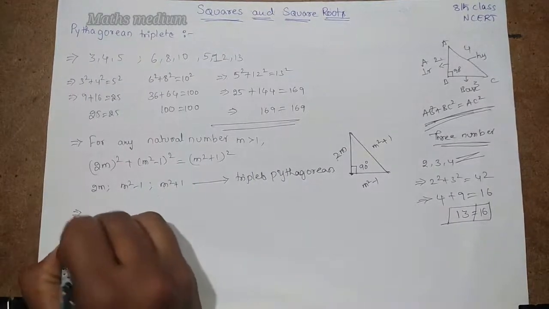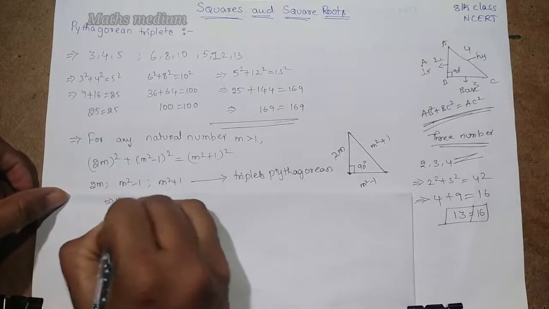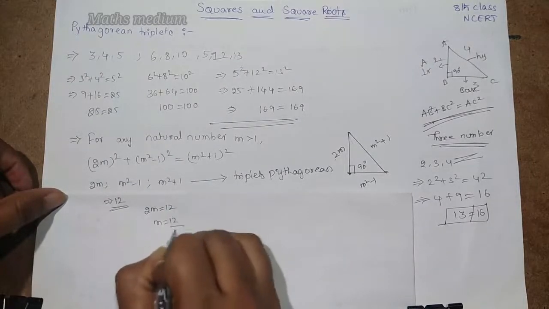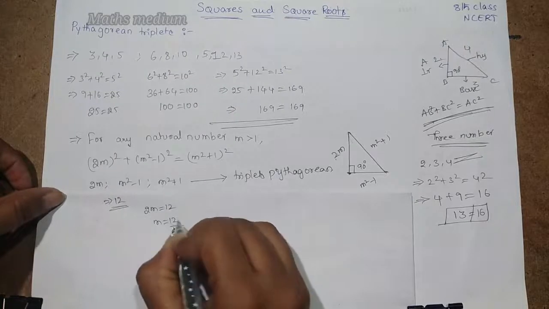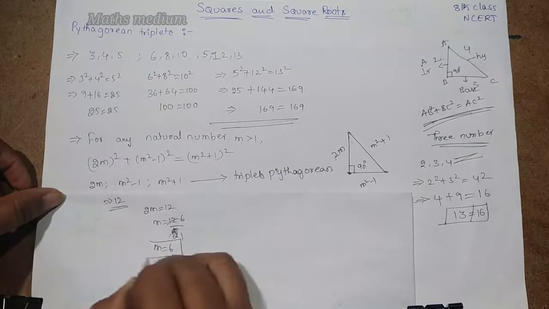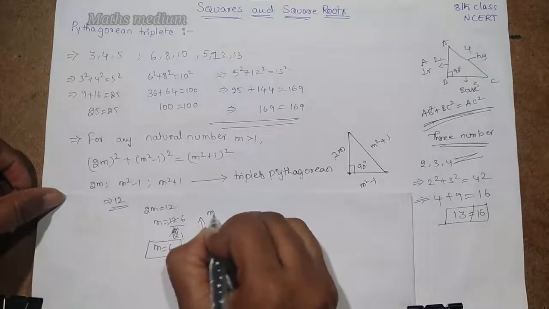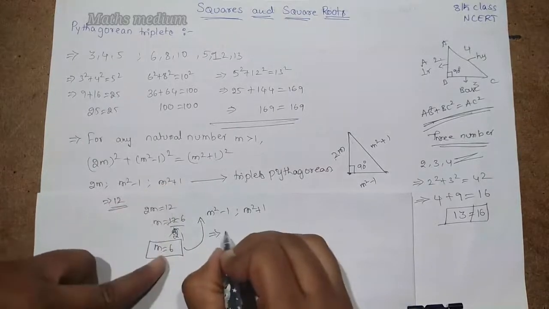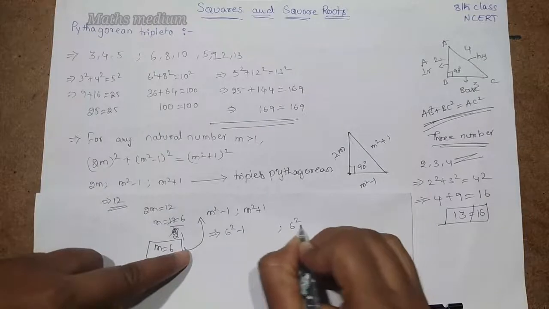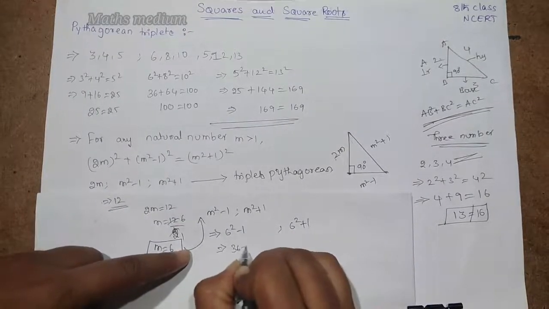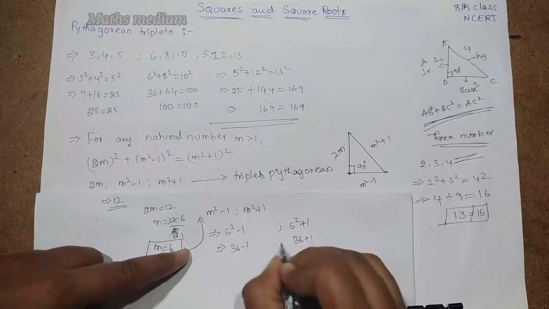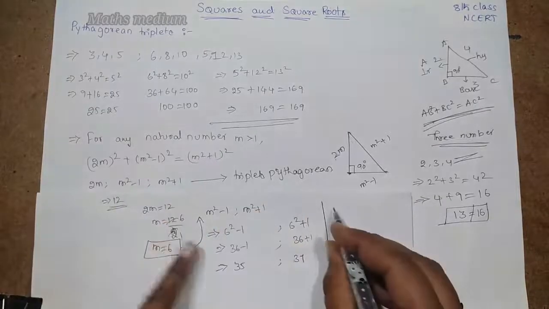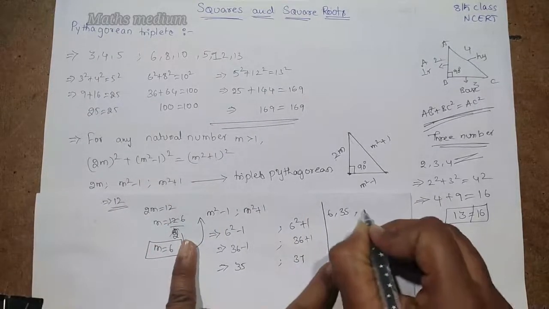If you take as an example the number 12, now we have to find the m value. 2m is equal to 12. m is equal to 12 by 2, which is 6. m is equal to 6. Now apply this m into m square minus 1 and m square plus 1 also. Now 6 square minus 1 and 6 square plus 1. 6 square means 36, minus 1 is 35, and 36 plus 1 is 37. Now in this case 12, 35 and 37.